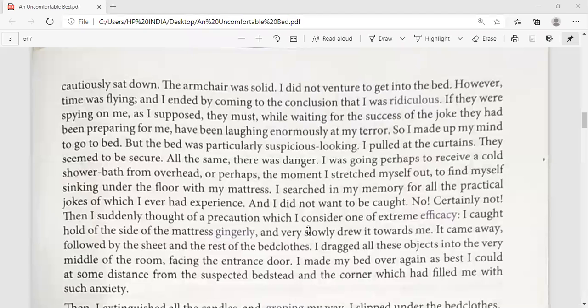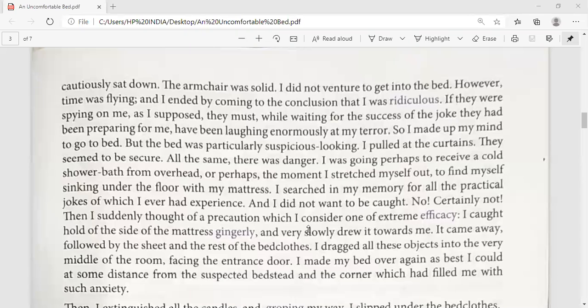It came away, followed by the sheet and the rest of the bedclothes. I dragged. Dragged means pulled. So he pulled all the objects into the middle of the room facing the entrance door. Exactly in front of the entrance door, he slept there, beta, on the floor. So, on the safe side, he did not want to sleep on the bed. He just slept on the floor, in the middle of the floor near the entrance door.